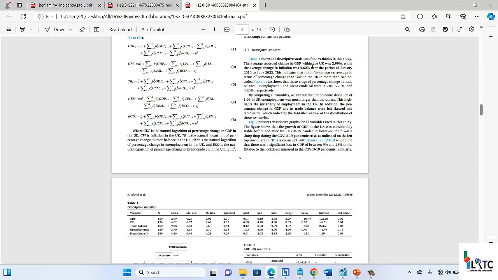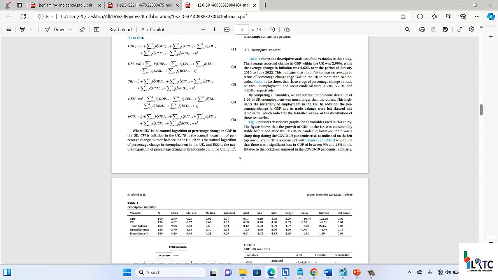The average recorded, you can see the average, that's the mean, change in GDP within the UK was 2.99, while the average change in inflation was this over the period. This indicates that inflation was higher on average in terms of percentage change than GDP in the UK in more than 2 decades. What these authors did was just to compare the average of inflation to the average of GDP. You can see now that their field also dictates the tone of their interpretation.